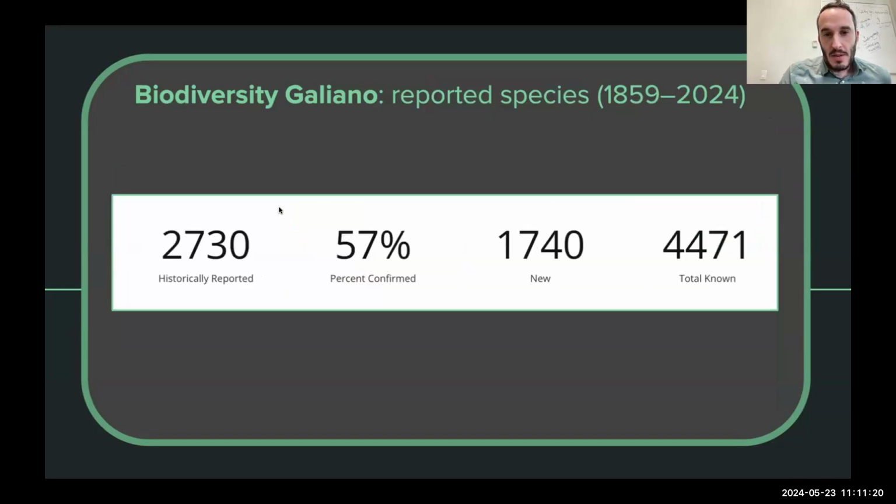To date, we've documented over 4,000 species on Galiano Island. Historical records comprise about 60% of the total known species, with the remaining 40% coming from species reported new for the island since the project began in 2016. So far, we've confirmed about 57% of the historically reported biodiversity, which means there are just over 1,000 species historically reported for the island that have not yet been detected after 7.5 years of organized search efforts.